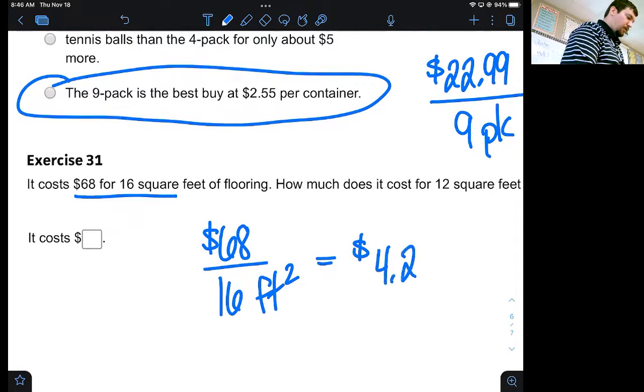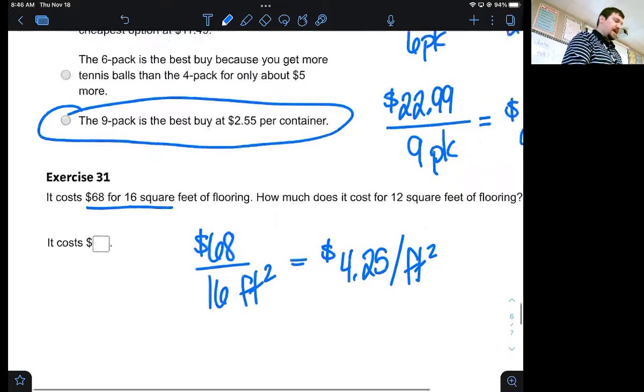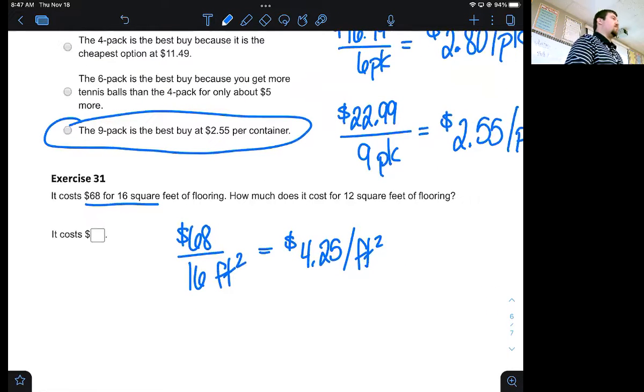That's right, $4.25 per square foot. It's kind of like the artificial turf problem we did in the notes yesterday. $4.25 for each square foot. Now, that's what I know it costs because I spent $68 on 16 square feet, so I can figure out what each square foot costs. I need to purchase 12 more. What's that going to cost me? How do I do that?